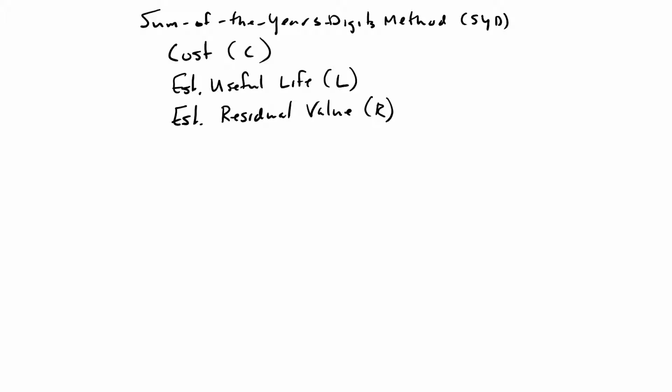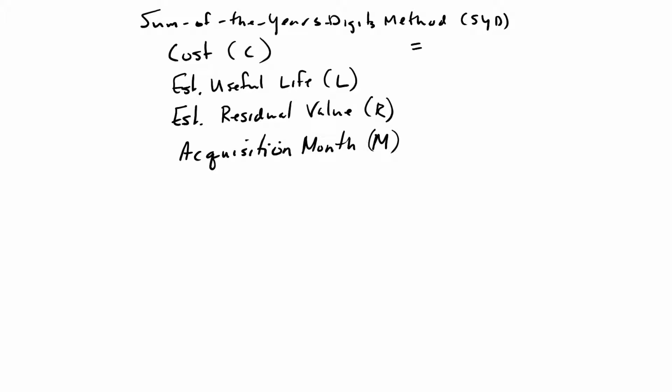Another item that we will need here will be the acquisition month. And the reason we need that is that unless the asset is acquired at the very beginning of the year, then for the first year we only want to take a fractional year amount of depreciation based upon the length of time that the asset was actually held. So I'll use the letter M to represent that.